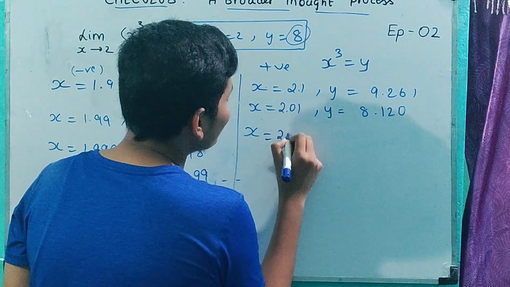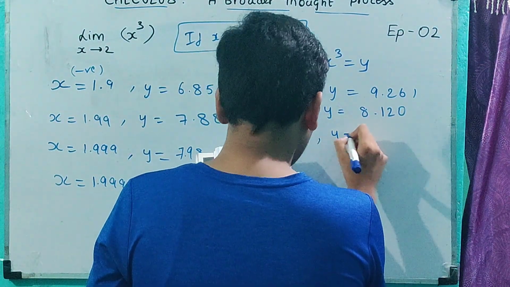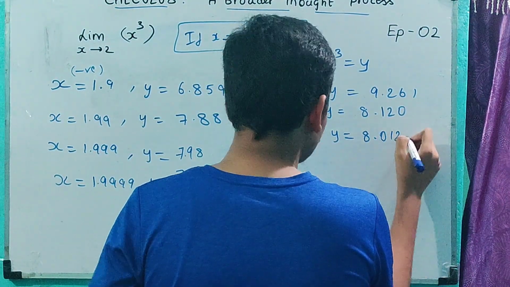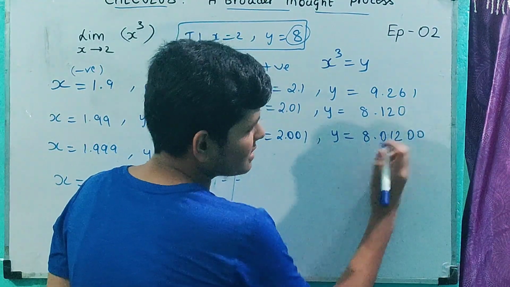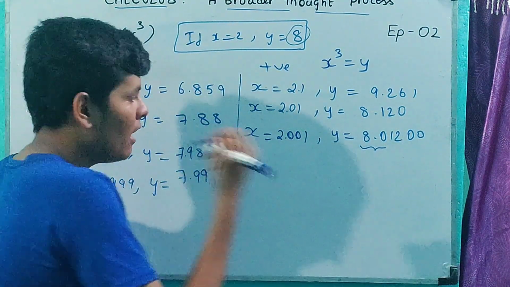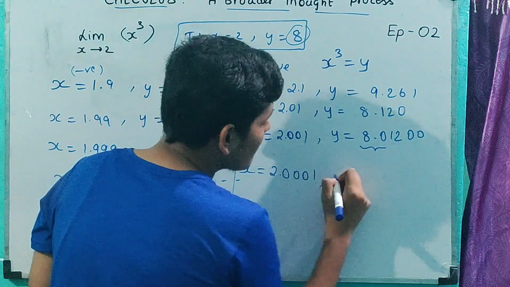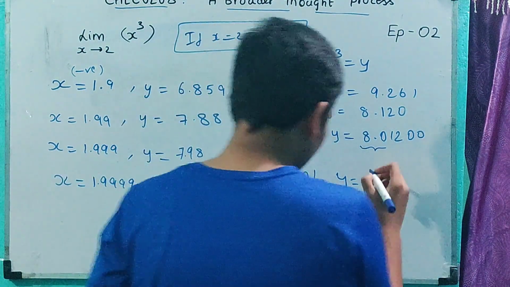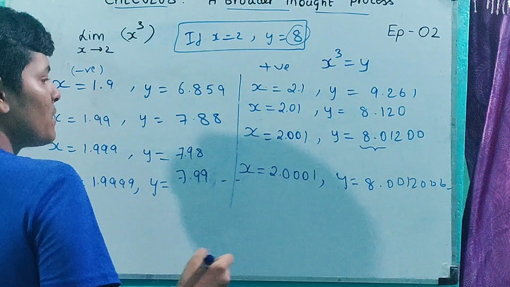X is 2.001. We are even closer to 2 right now. The value of y comes out to be 8.01200. It keeps on going. But now if we remove all these terms, this is nothing but 8. Again, if we take one more last value, 2.0001, then the value of y comes out to be 8.001206, and it keeps on going.